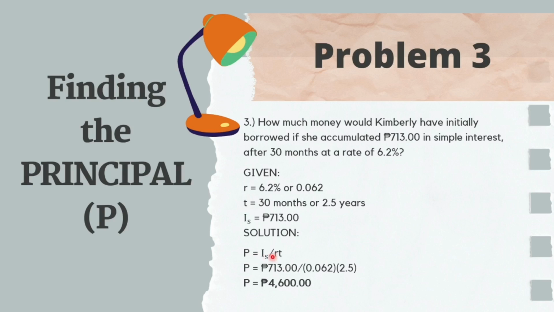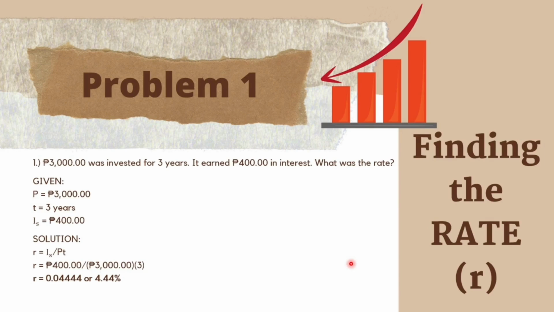Once again, the formula for this: principal is equal to simple interest divided by the product of rate and time. We have here, principal is equal to the simple interest of 713 divided by the rate, which is 6.2%, or 0.062, times the time, which is 2.5 years. So once you put that in, you will get an answer of 4,600. So that's the final answer once done calculating.